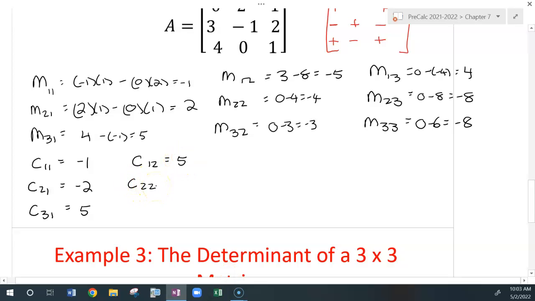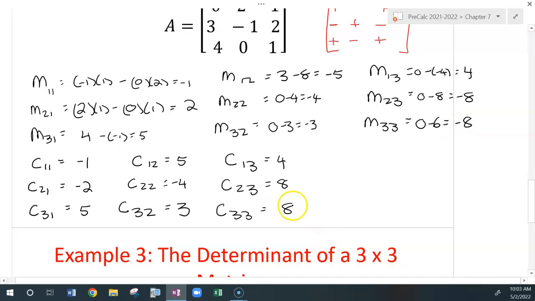C22, keep the sign the same, so I have negative 4. C32, change sign, was a negative 3, now it's a positive 3. C13, keep the sign the same, so that's 4. C23, change the sign, I had a negative 8, now this is going to be a positive 8. And C33, keep it the same. So negative 8 remains negative 8. And that is your minors and your cofactors.